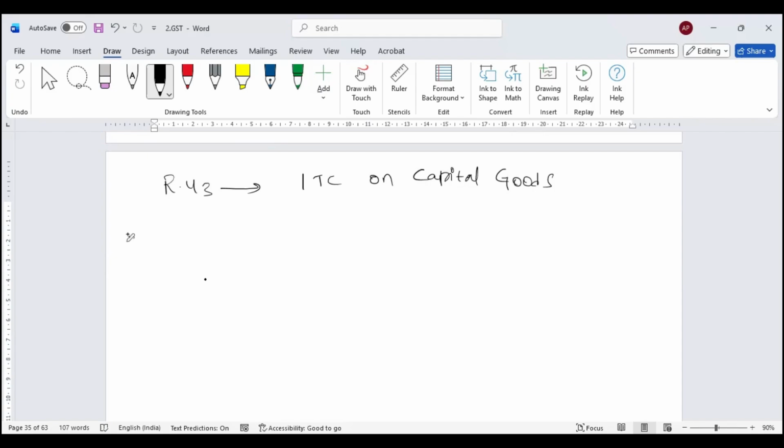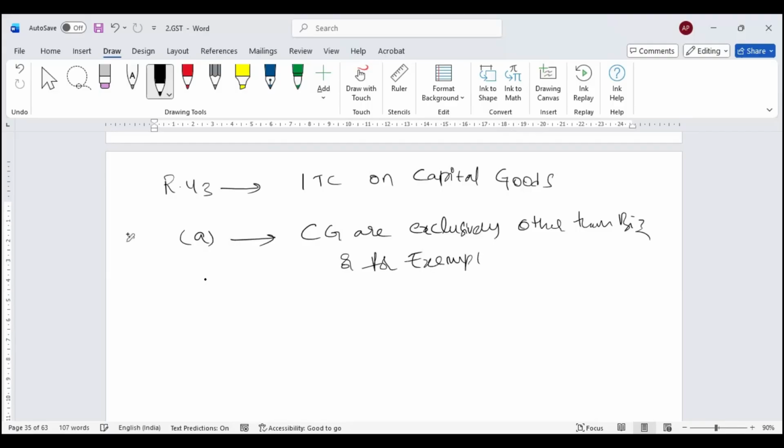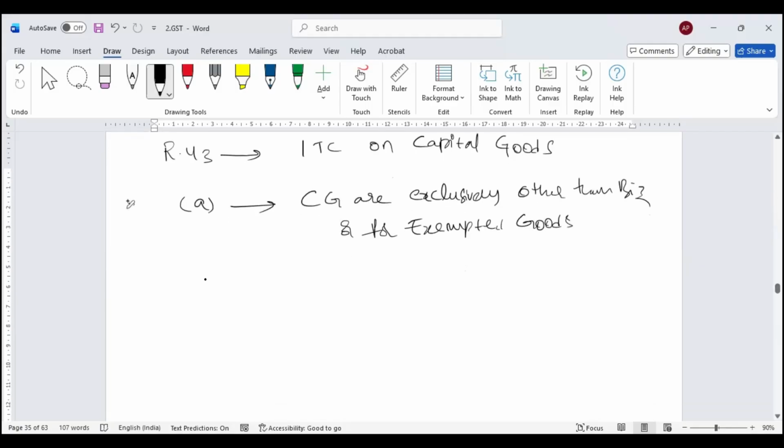Rule 43 says that, look, I'll call category A where my capital goods are exclusively used other than for business or for exempted goods. I call category A capital goods which are exclusively used other than for business or for exempted goods. Can I claim input tax credit? The answer is no ITC.